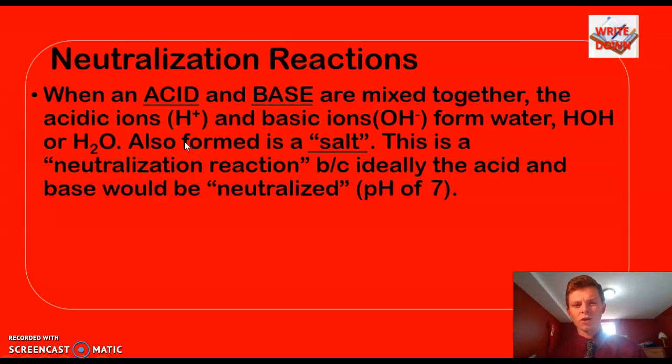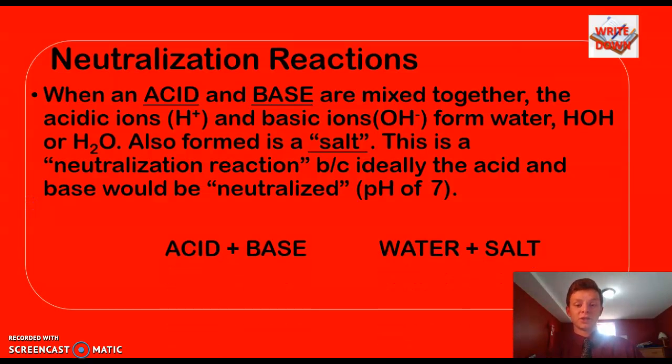Also formed is this thing called a salt that we talked about a bunch. At least in the solutions unit, we talked about it a bunch. So we'll talk a little bit more about a salt as we go through these couple slides for neutralization reactions, but this is a neutralization reaction because ideally the acid and base would be neutralized. Neutral is your pH of 7, so that's when something is neutralized at that pH of 7.